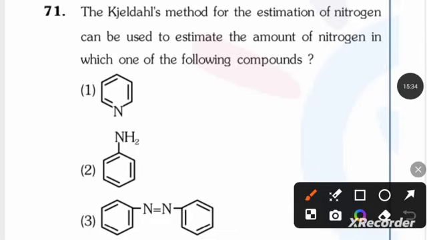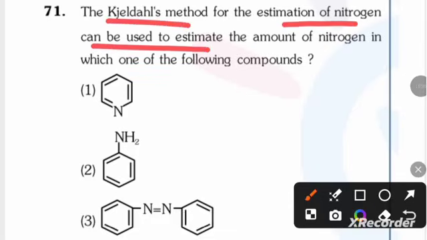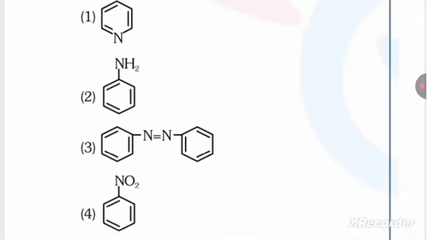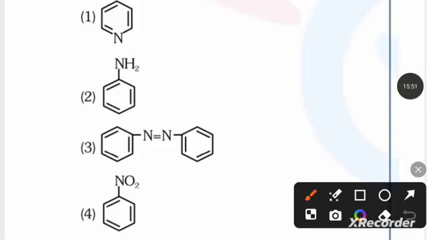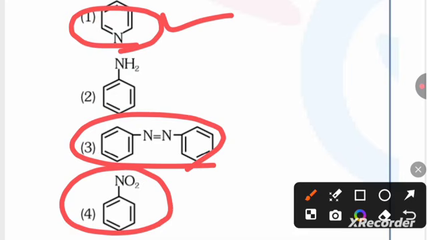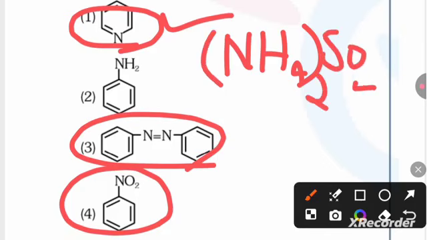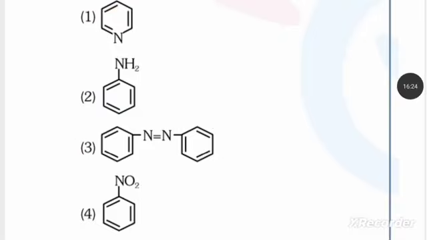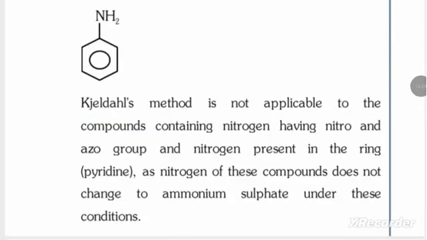Question 71. The Kjeldahl method for the estimation of nitrogen can be used to estimate the amount of nitrogen in which of the following compounds. There are 4 options given. Among the 4 options, we need to find where the estimation of nitrogen by the Kjeldahl method is possible. Children, one thing you should remember: in nitro compounds, in azo compounds, and nitrogen present inside the ring, for example pyridine, we cannot estimate nitrogen by the Kjeldahl method because they do not react with ammonium sulfate. These nitrogens cannot react with ammonium sulfate. So these 3 cannot be estimated. Aniline can be estimated by the Kjeldahl method. You can see the explanation here: aniline, or benzenamine, can be estimated by the Kjeldahl method.